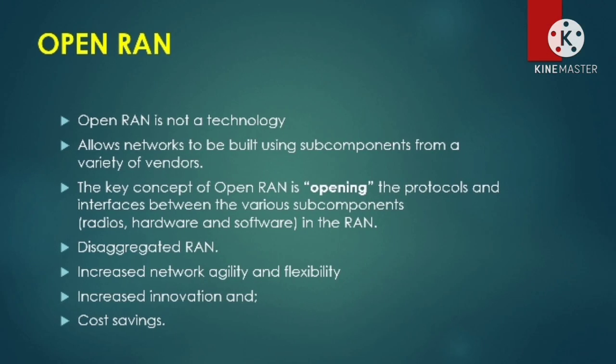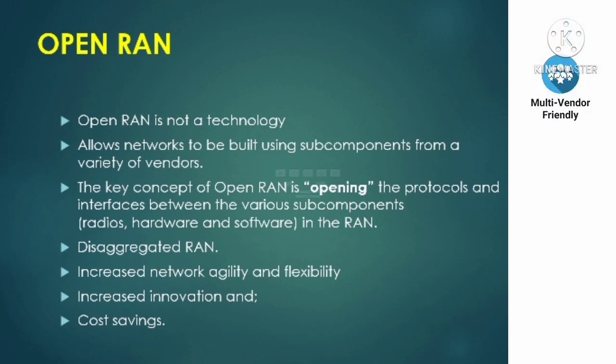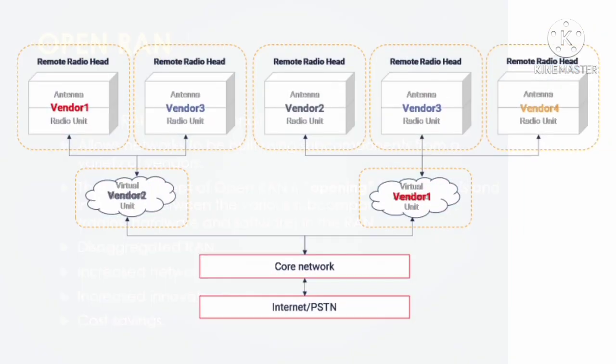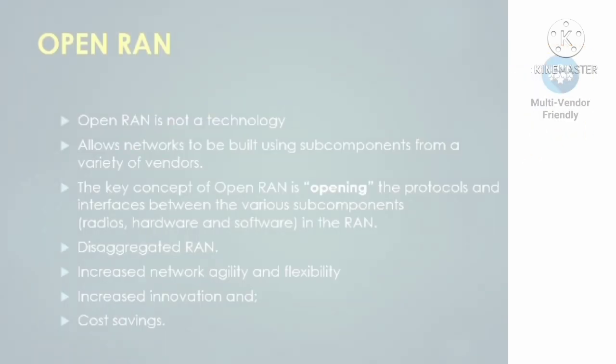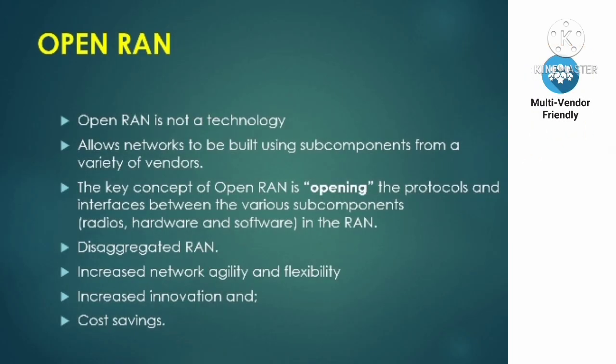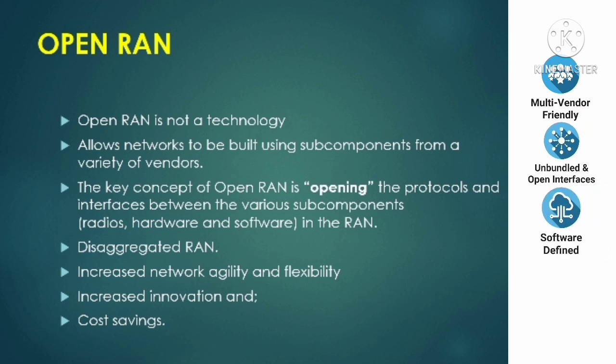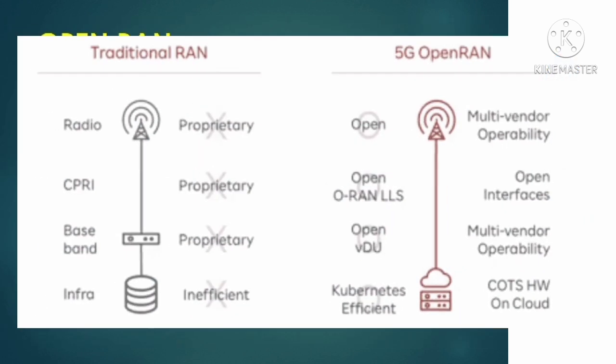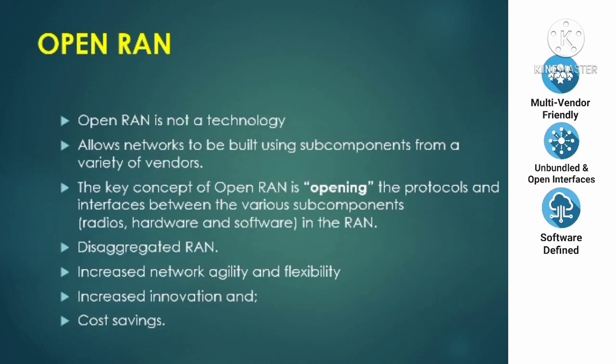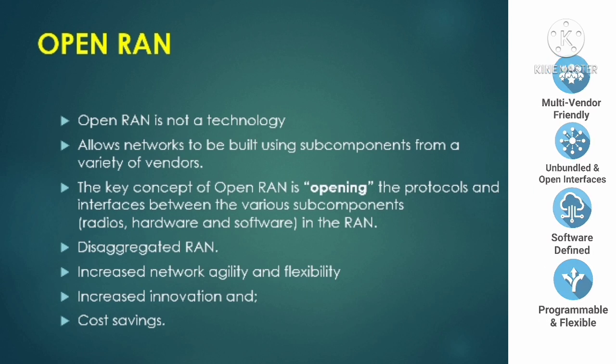Open RAN. Open RAN is not a technology, but rather an ongoing shift in mobile network architecture that allows networks to be built using subcomponents from a variety of vendors. The key concept of Open RAN is opening the protocols and interfaces between the various subcomponents, which is the radios, hardware, and software, in the RAN. As a technical matter, this is what the industry refers to as disaggregated RAN. The benefits of this approach include increased network agility and flexibility, increased innovation, and cost savings.